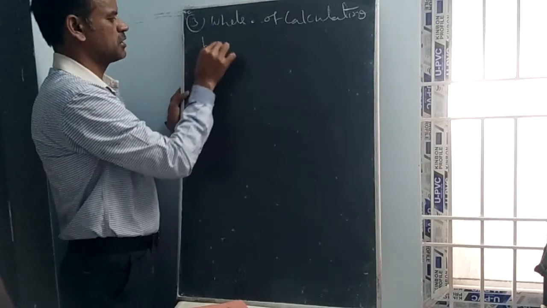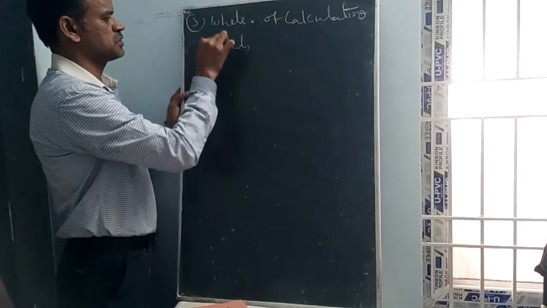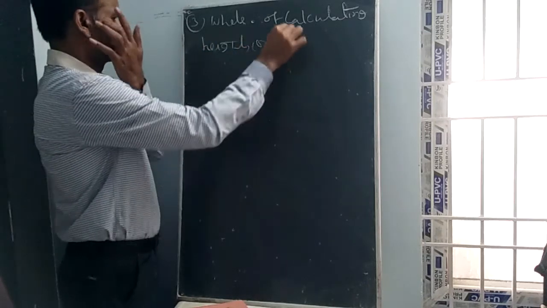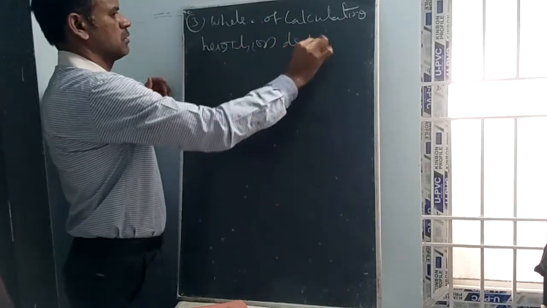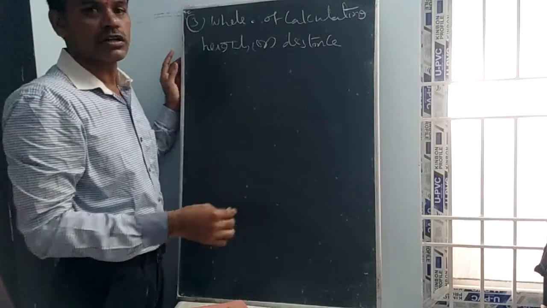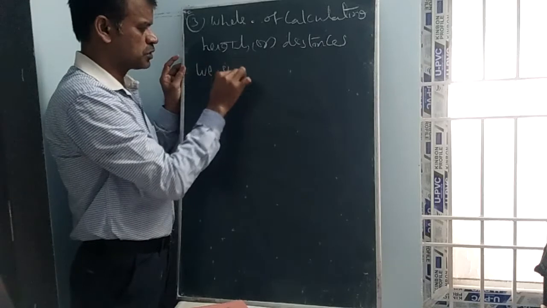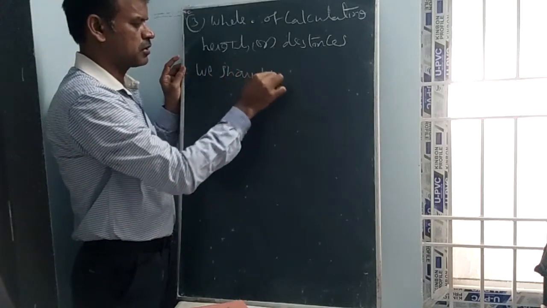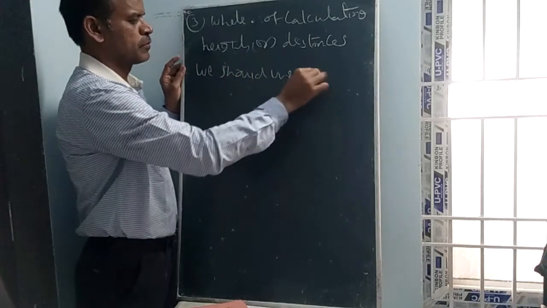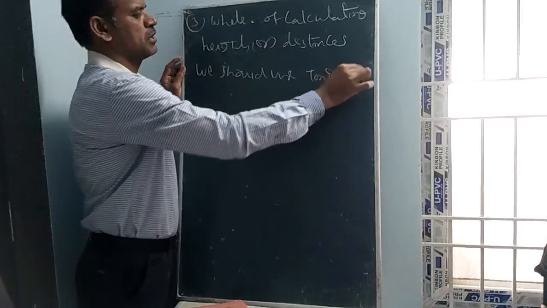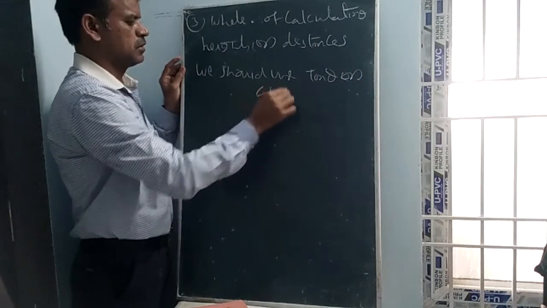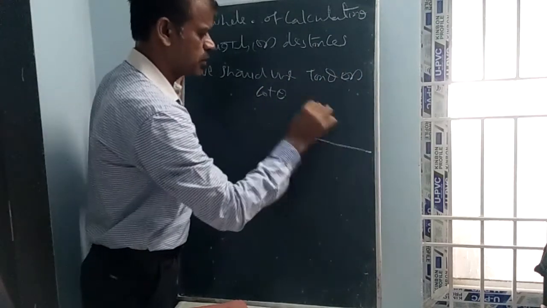While calculating heights or distances, we should use tan theta or cot theta. This is the rule. Let us see the example.